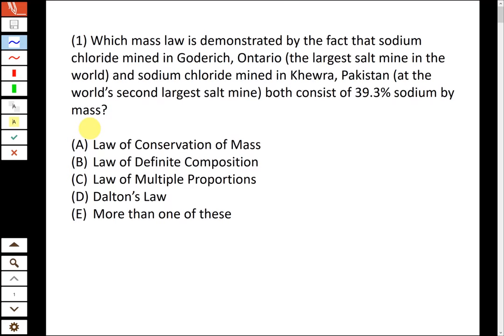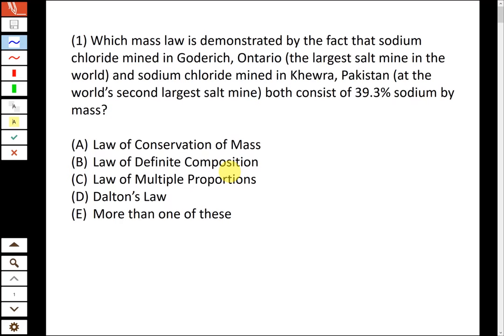So we want to know which mass law is demonstrated by the fact that sodium chloride mined in Goderich, Ontario, the largest salt mine in the world, and sodium chloride mined in Pakistan, the world's second largest salt mine, both consist of 39.3% sodium by mass. So basically your answer choices are three of the mass laws and then a fourth one, Dalton's law.